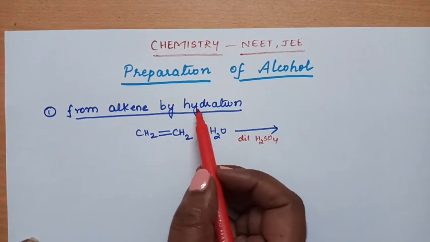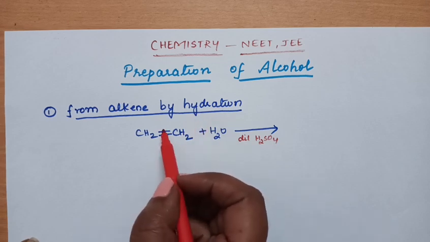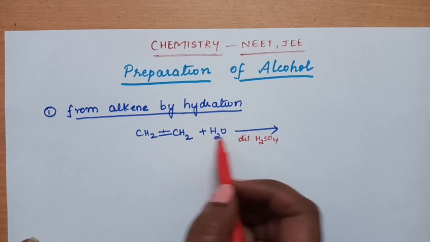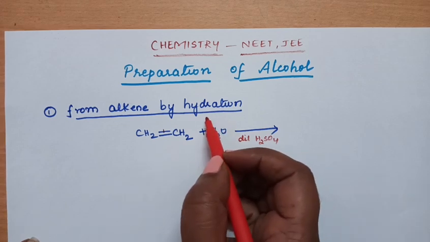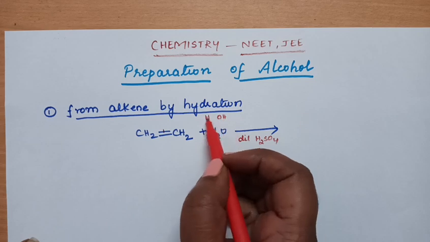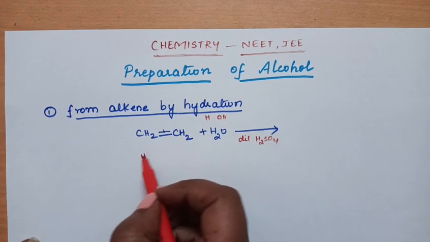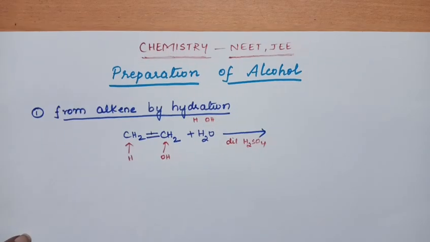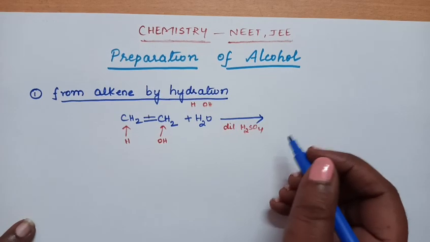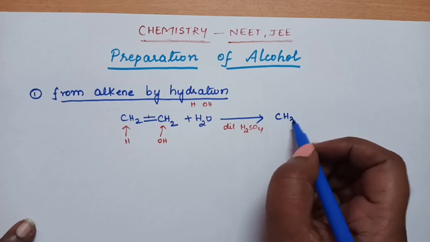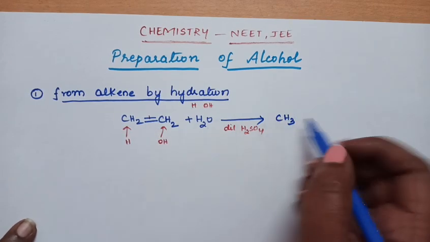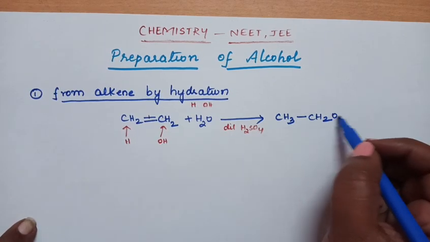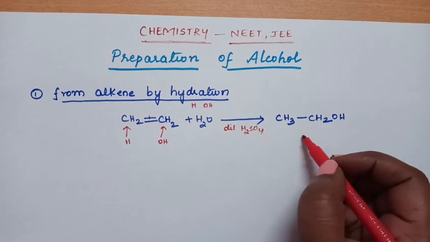So students, in hydration, one of the bonds will break. Here you have a double bond, so break one of the bonds. Here, a water molecule is present. Water can be written in the form of H and OH. So add hydrogen to one carbon and add OH to another carbon. So what is the product you are getting here? You will be getting CH3-CH2-OH. So you are getting alcohol.